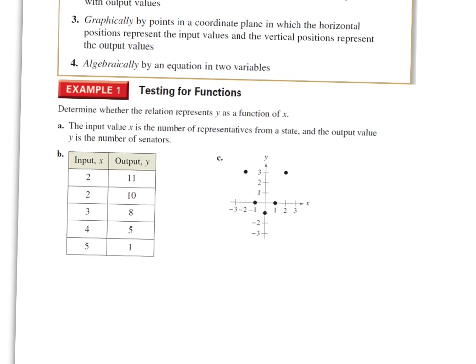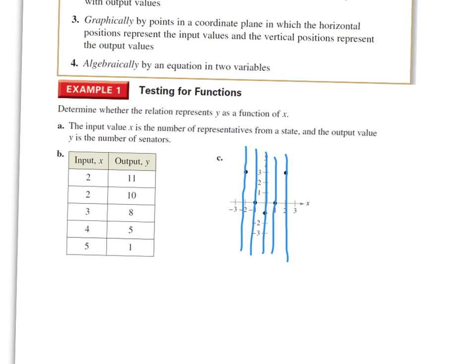So take a look here. If I do a vertical line all the way down through each point, do I hit another point? No. So what that means is C is a function. It describes y as a function of x, which means y is your output depending on your x value. When you put an x value in, you should only get one y value when you do your graph. That's what it's telling you.